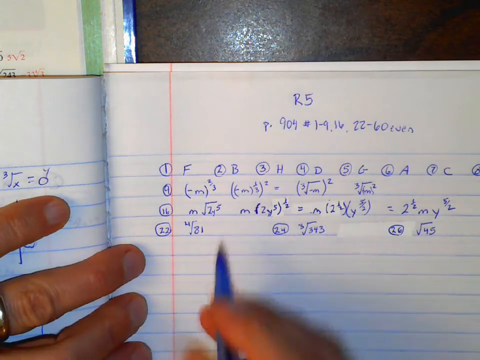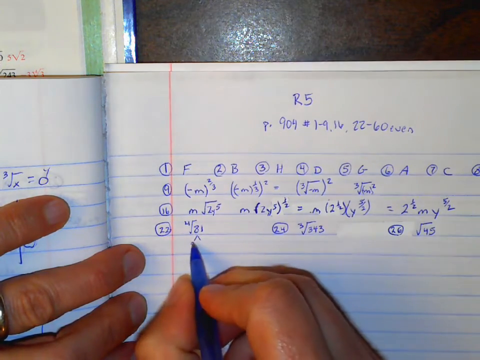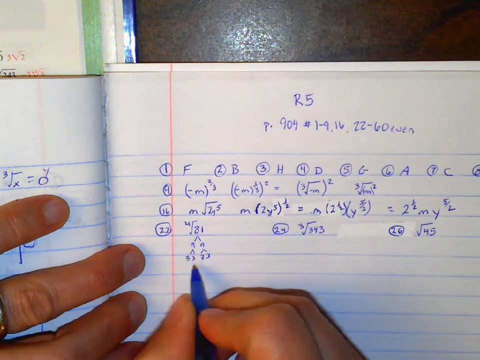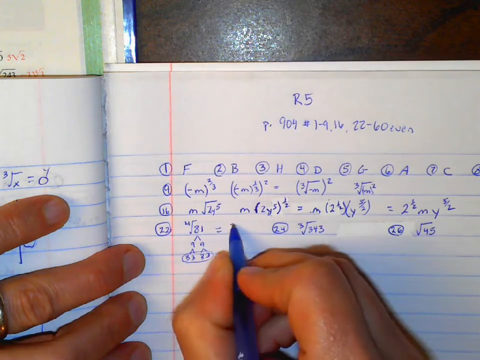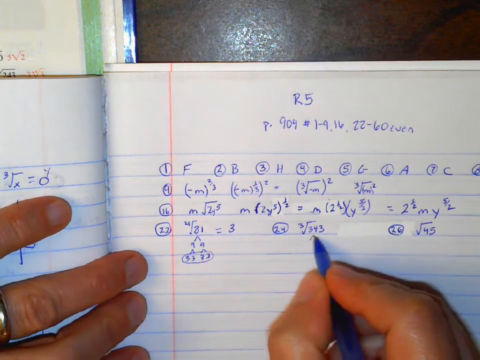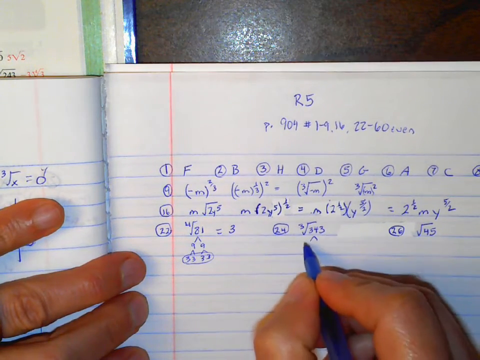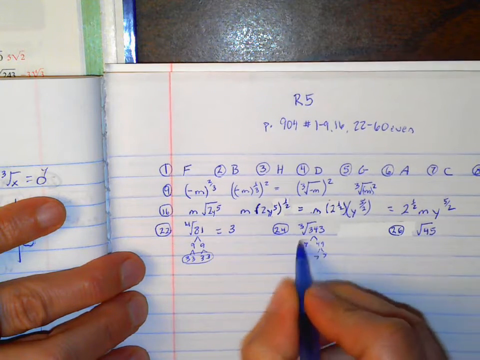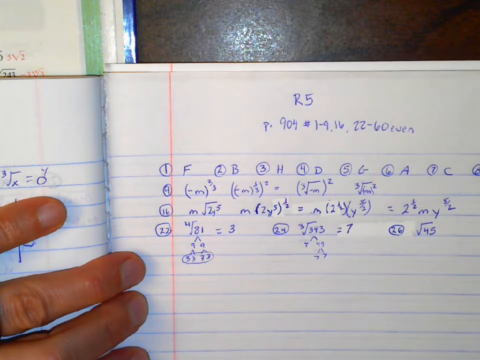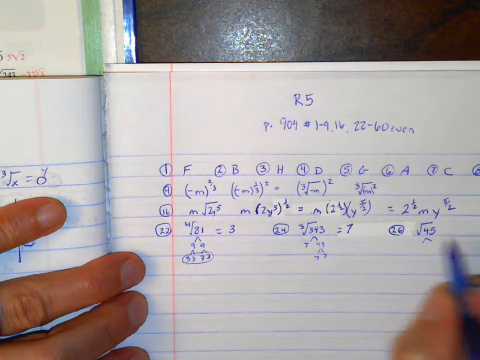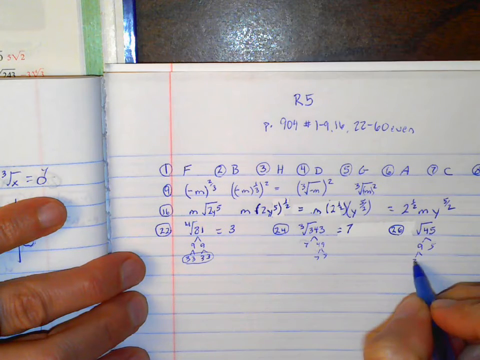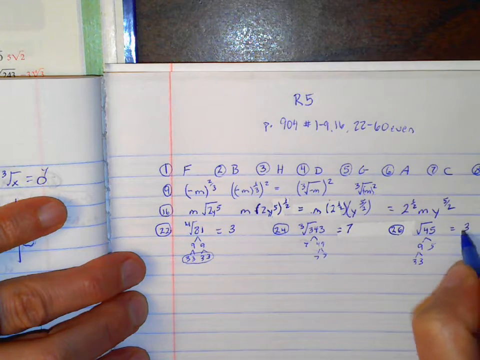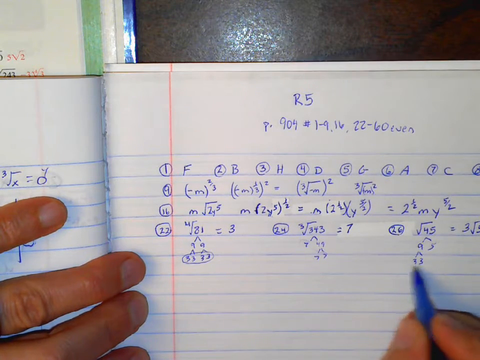Okay, number 22, separate this, it'd be 9 times 9, which would be 3 times 3, which is 3 times 3. Fourth root, we're looking for a group of 4, so it works out evenly. The answer is 3. Okay, 343, 7 times 49, which is 7 times 7 there. Looking for a group of 3 with cubed root, which is 7, nothing left over. Okay, 45 is 9 times 5, which is 3 and 3. Square root, looking for groups of 2, so it'd be 3 and then the 5, because the square root of 9 is 3.